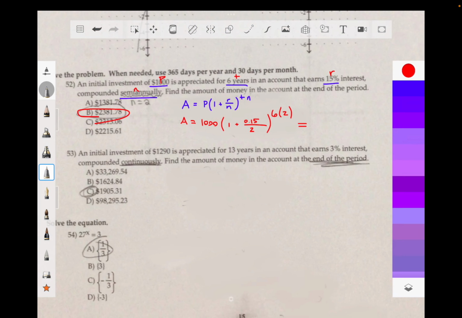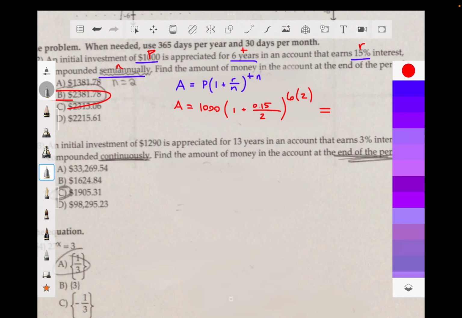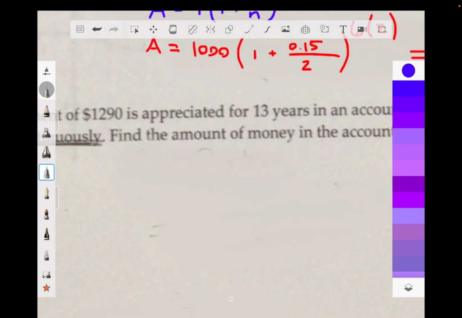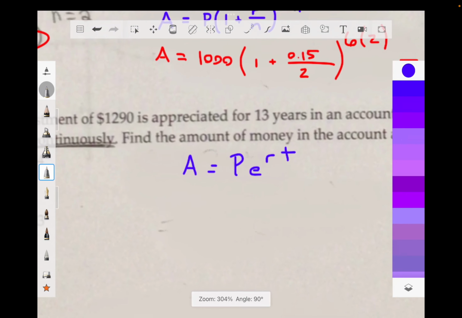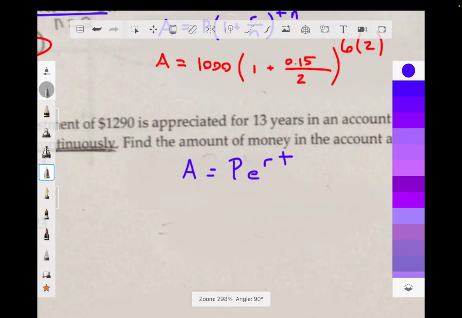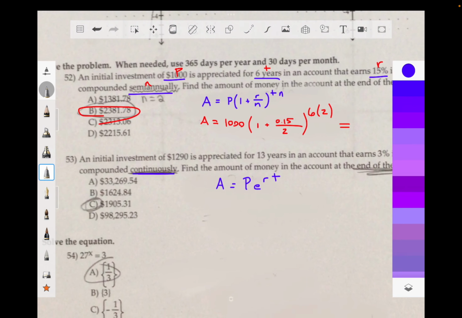An initial investment of $1290 is appreciated for 13 years in an account that earns 3% interest compounded continuously. Find the amount of money in the account at the end of the period. So "continuously" gives you a clue that this is going to use this other money equation, which is A equals P e to the rt. When it says continuously, use this one.